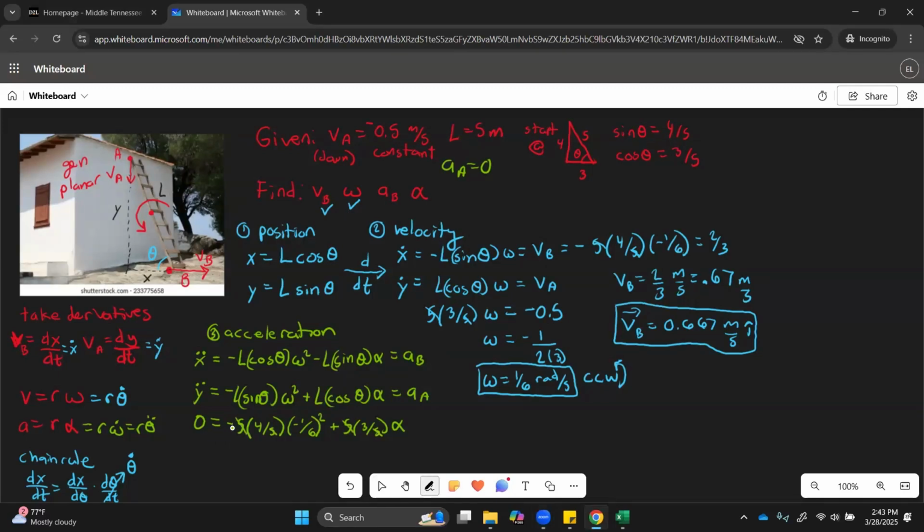And so what we end up with is 4/36 equals 3 alpha. And we rearrange, and alpha equals 0.0372 radians per second squared. And this will be clockwise.